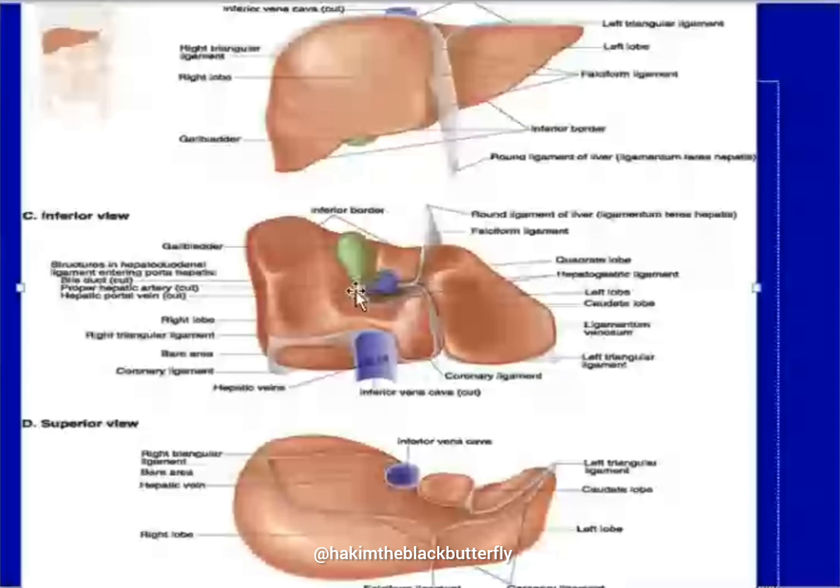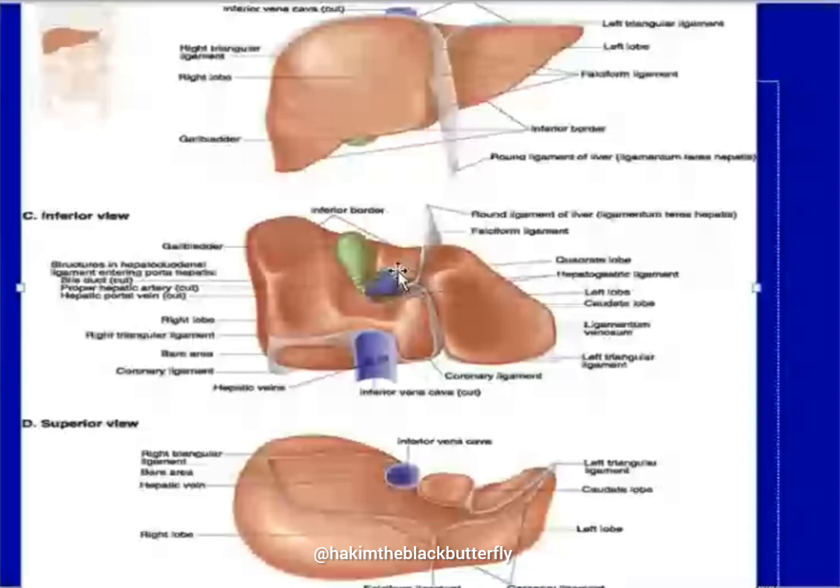So we are seeing the gallbladder on the inferior surface of the right anatomical lobe. Remember the word anatomical lobe. What else are we seeing? We are seeing a subdivision there, between the gallbladder and the falciform ligament. So this is the subdivision. This subdivision on the inferior surface of the right anatomical lobe is known as the quadrate lobe.